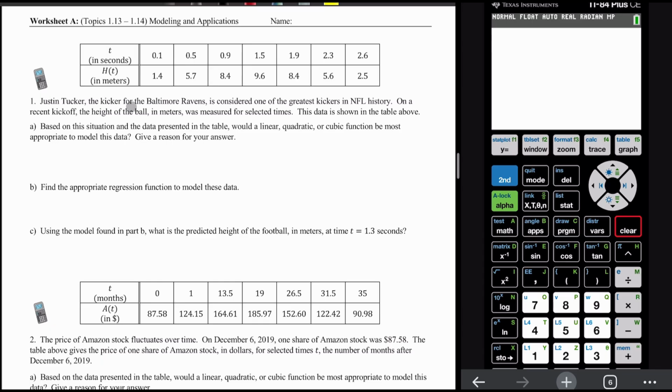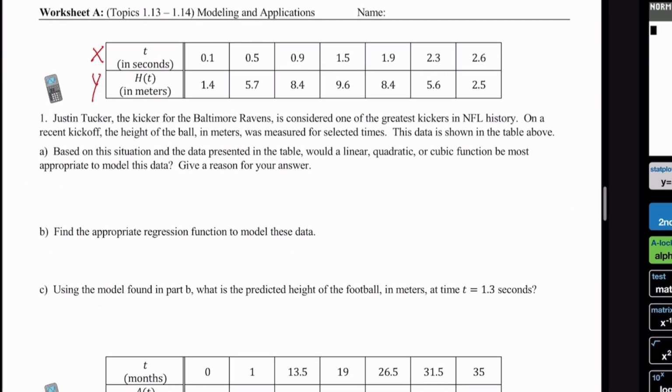Justin Tucker, the kicker for the Baltimore Ravens, is considered one of the greatest kickers in NFL history. On a recent kickoff, the height of the ball in meters was measured for selected times. This data is shown in the table above right here. So this is the X, I'll write it on the other side. This is the X and this is the Y values.